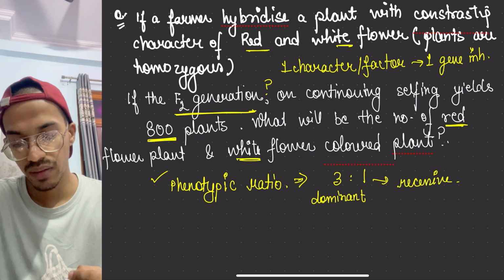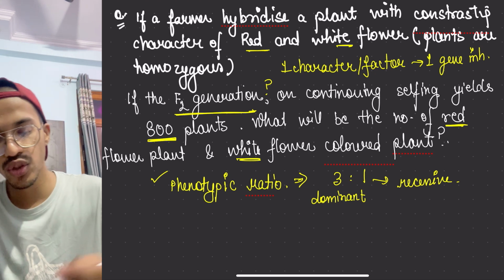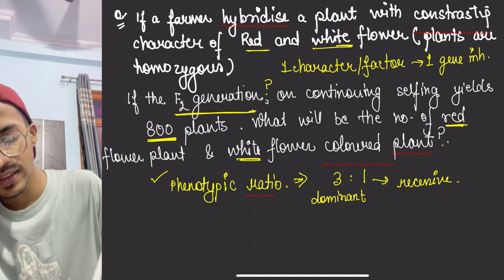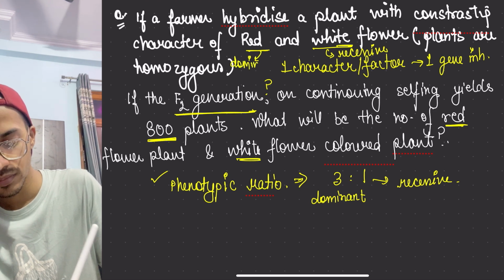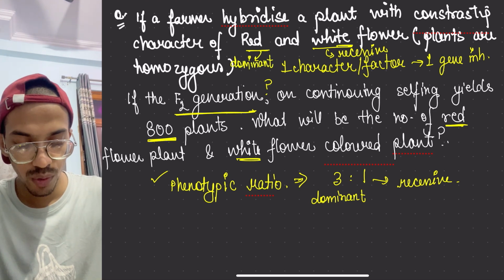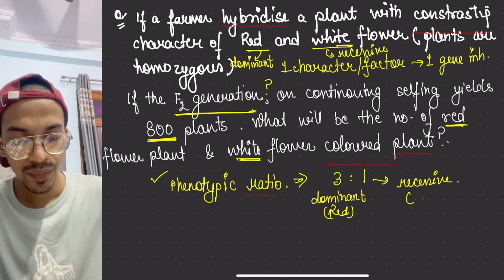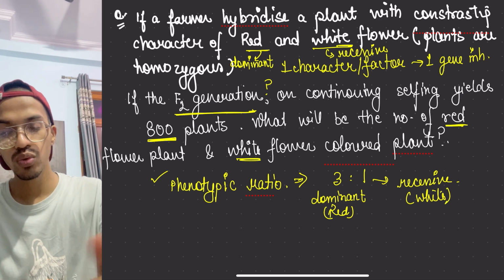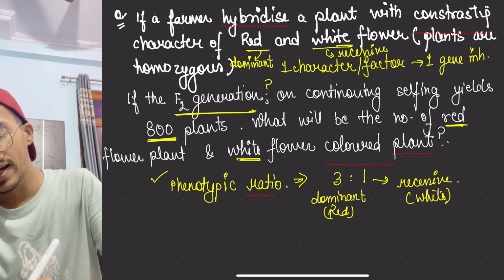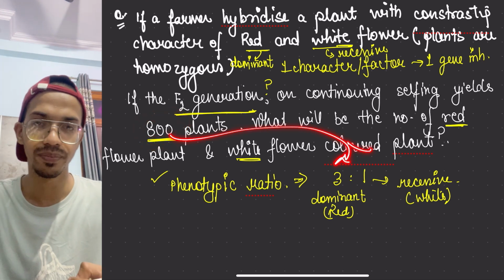In this question paper it's not given, but let's just assume that white is the recessive trait and red is the dominant trait. So now I have given you more information. The red color one would be 3x, and white would be 1x. So what we have to do is divide 800 into equal parts so that these two can form.